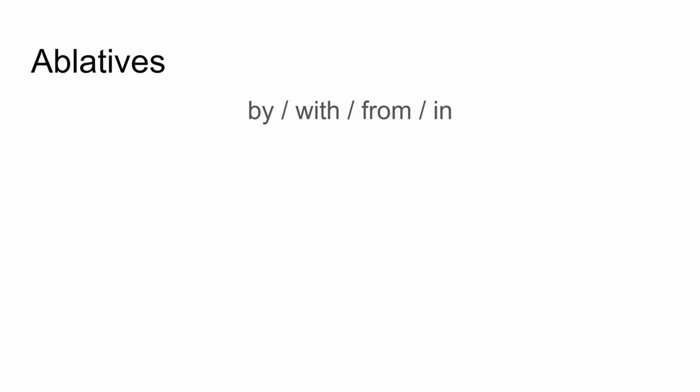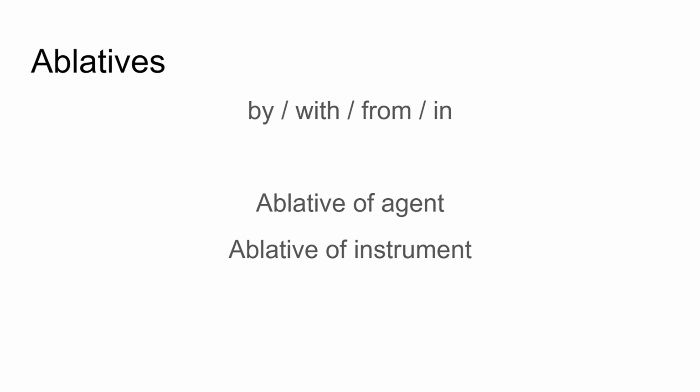So, really quick recap. Ablatives, we usually translate them by, with, from, sometimes in. Now, the ablative of agent and the ablative of instrument are slightly different uses of the ablative. Chances are you've already been translating these things, but it's just so you understand the grammar that you might need to know what type of ablative you are translating. So we're going to look at the ablative of agent first.